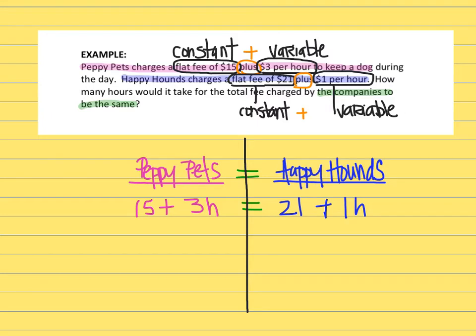Now I'm going to get ready to solve. So I'm going to isolate the variables. I need to get rid of this 1H. So I'm going to do negative 1H or minus 1H on both sides. I can now bring down the 15.